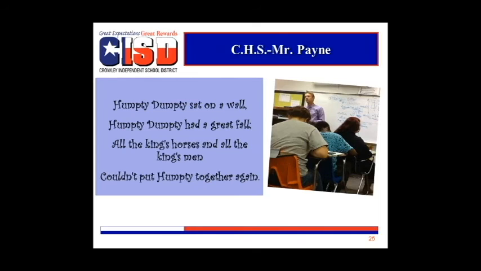Mr. Payne, Crowley High School English teacher, used the SIFT strategy in his classroom. He began with the familiar passage, Humpty Dumpty, and went through the gradual release process with his students. He explained SIFT and then modeled the strategy with them using Humpty Dumpty. Here's a brief example of his modeling the strategy through guided instruction and questioning.